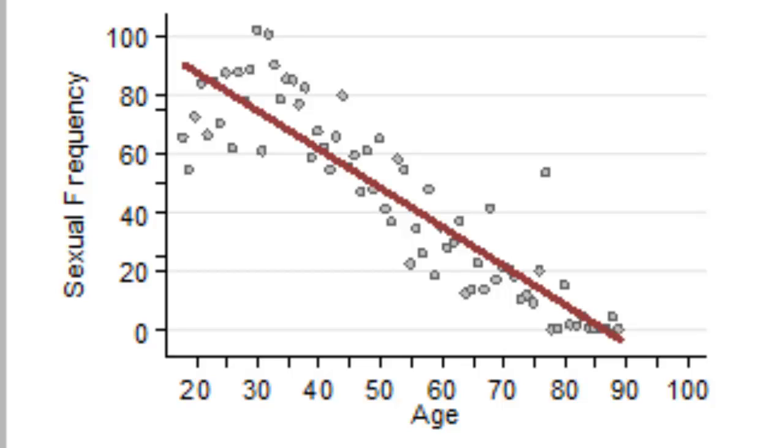We can see that this is a negative relationship, and that on average, as people get older, they report having a declining sexual frequency per year.